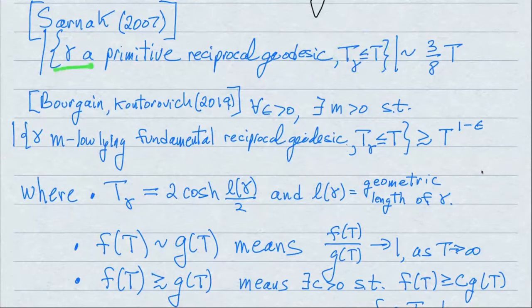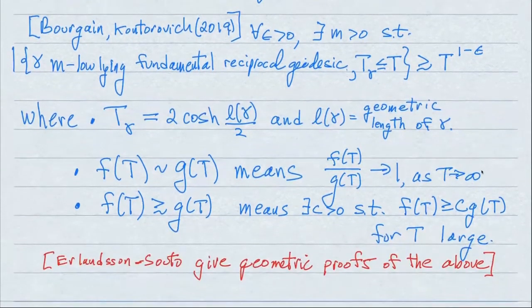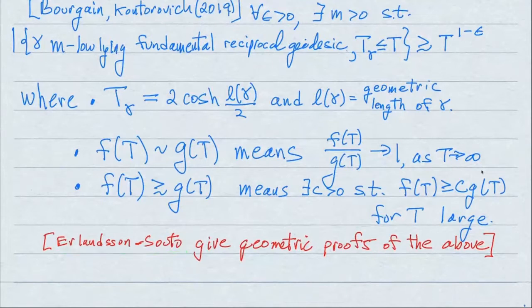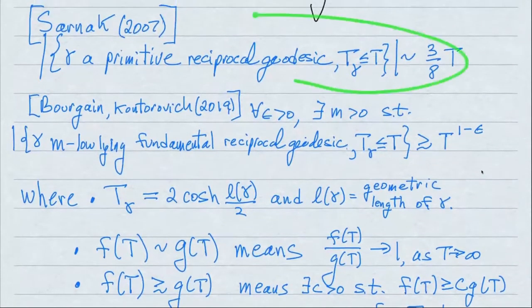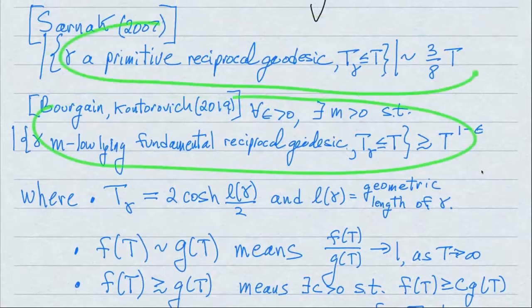So I got interested in this question because I looked at the proof, and the proof was strictly number theoretic. Although I'm sure it's very interesting, I didn't understand it. So I wanted a geometric proof, and there is a geometric proof now, and that was proven very recently. There's a preprint by Erlandsson and Soto that gives a geometric proof of these two theorems, which were originally proven using number theory.